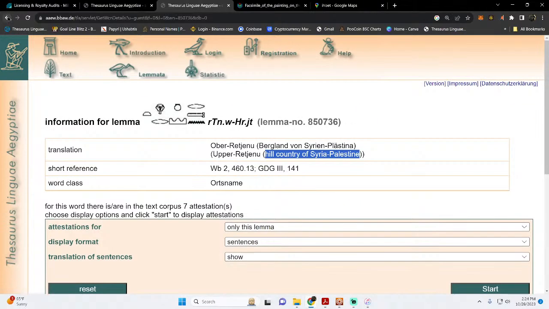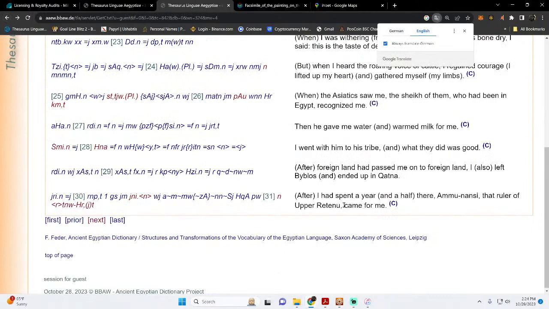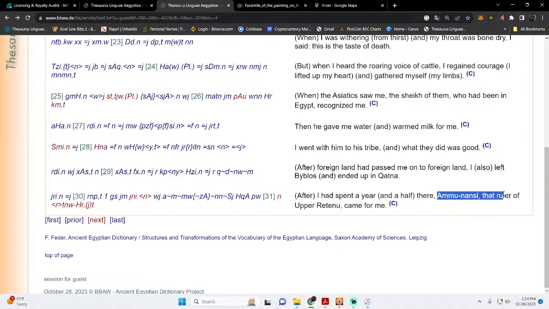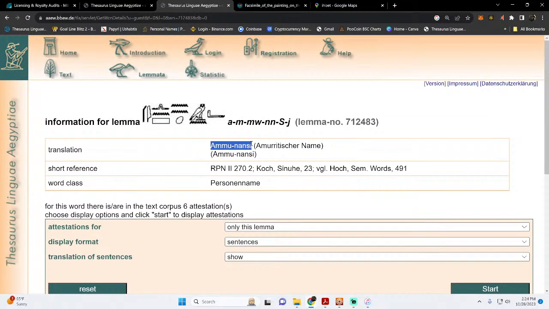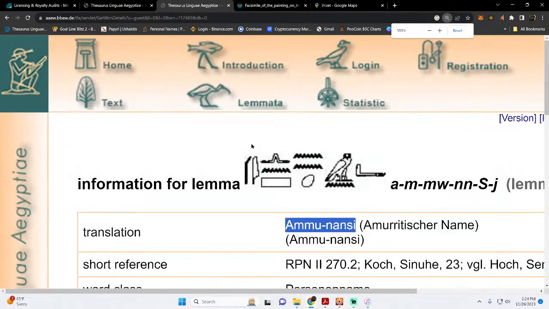So who came to greet him when he was thirsty? Was a dude with one of them names too, Amu Nenshi, the ruler of upper Retenu. You know these Amu names. Look, you can see it yourself. I didn't make that up. Amu Nenshi, kind of close to an Amorite name. You know this Amu ain't ancient Egyptian. This comes from the Amoritic language, and you find it inside of Akkadian too, and you'll find it in the lower language, Hebrew.